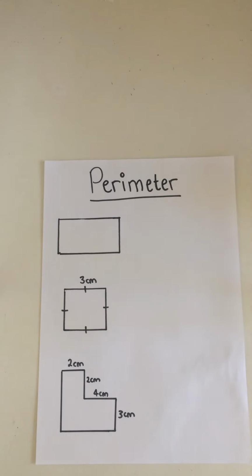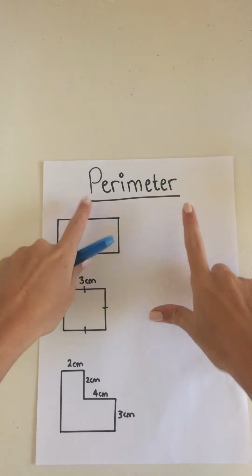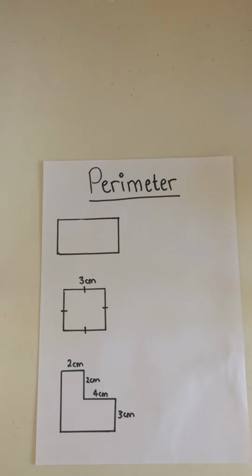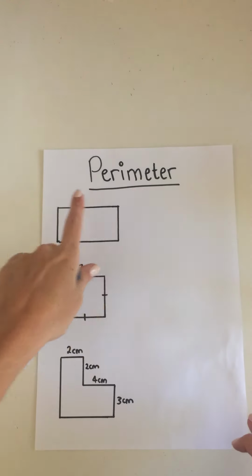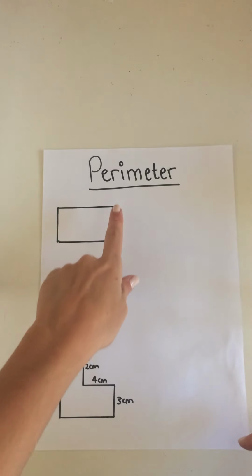We are now going to use what we have learned about squares and rectangles to find out what we call the perimeter of a shape. The perimeter of a shape is the outside border of the shape.